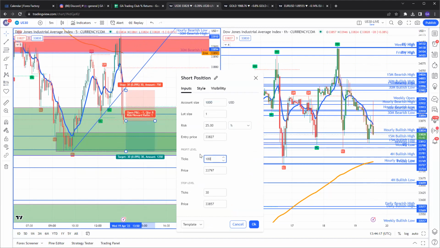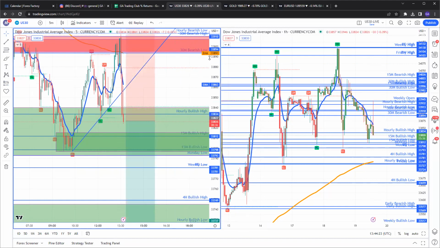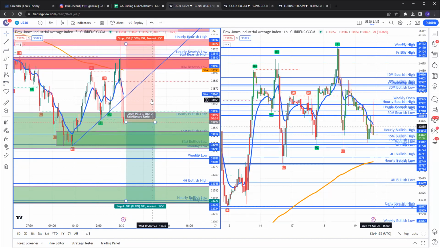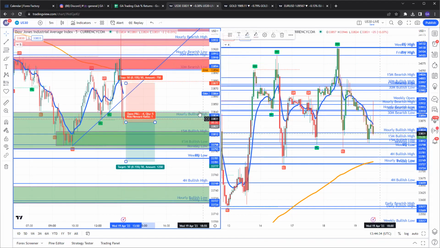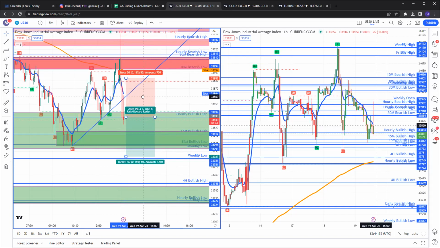Ideally, because we are in a demand zone right here, it might be a slower trade. If you want to go for 50 pips, let me see where 50 pips is. But US 30 is definitely bearish. The only issue with this trade is we have prices in a demand zone.